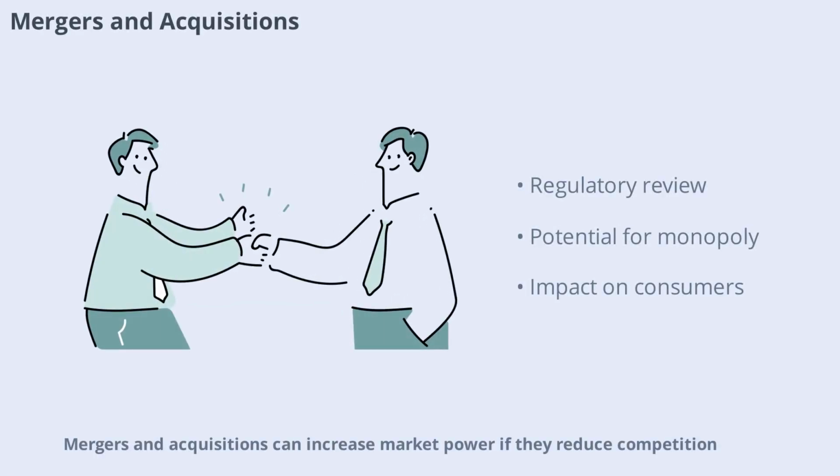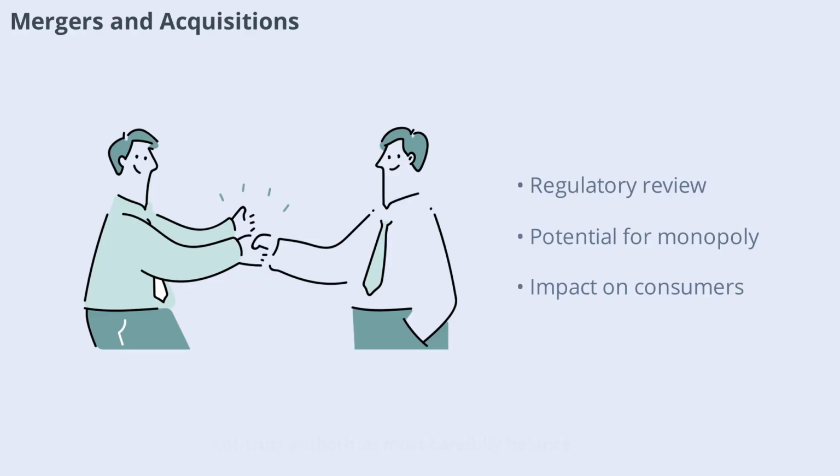Mergers and acquisitions can increase market power if they reduce competition. Regulators review proposed mergers to ensure they don't create monopolies or harm consumers. While some mergers can lead to efficiencies and innovation, others may limit choice and raise prices. Antitrust authorities must carefully balance these factors when evaluating mergers.